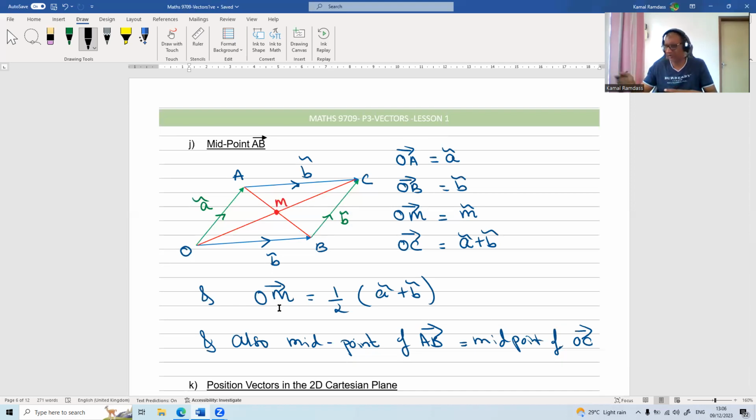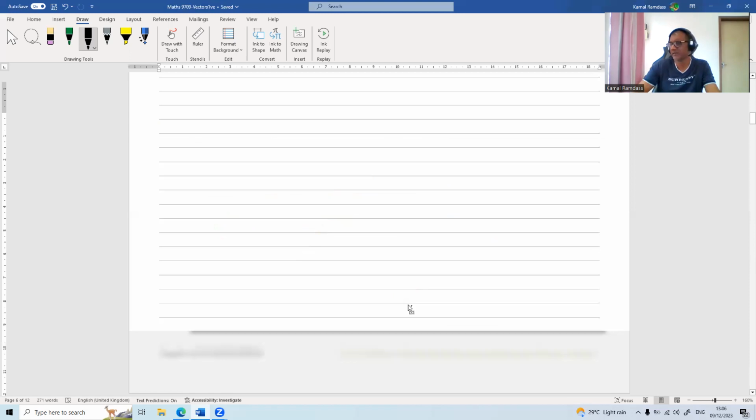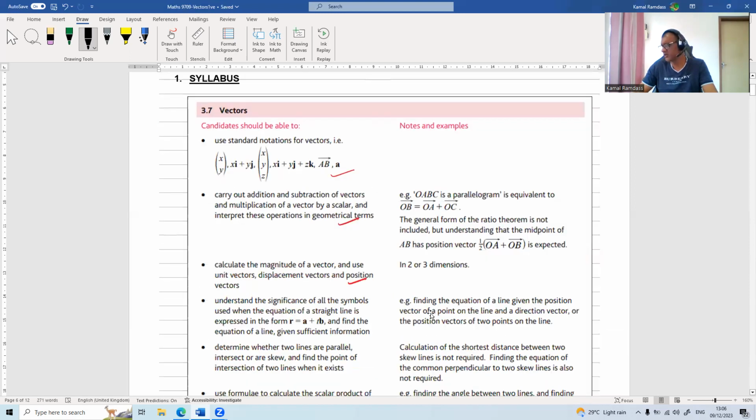There is another theorem called the ratio theorem, which is mentioned in the syllabus on page 6. The syllabus says the general form of the ratio theorem is not included, but understanding that the midpoint of AB has a position vector, half of that, is expected.